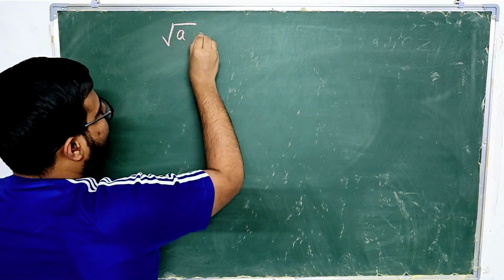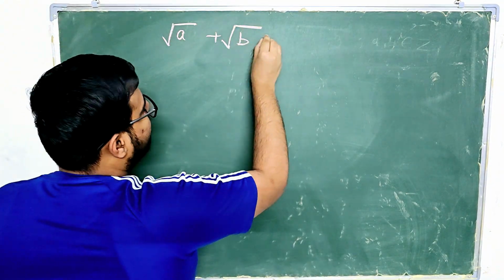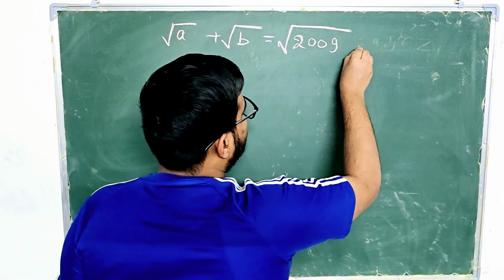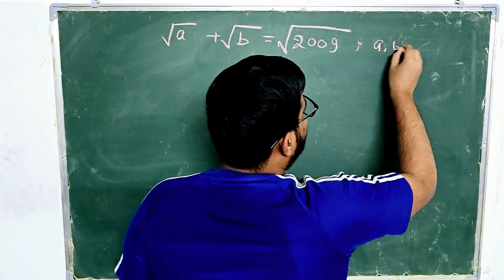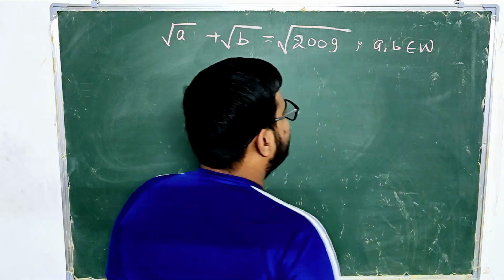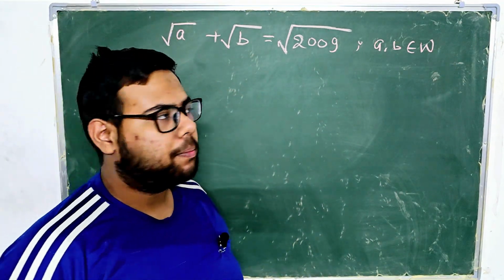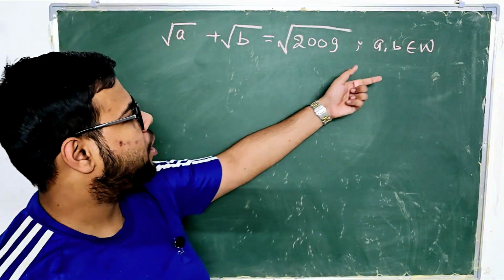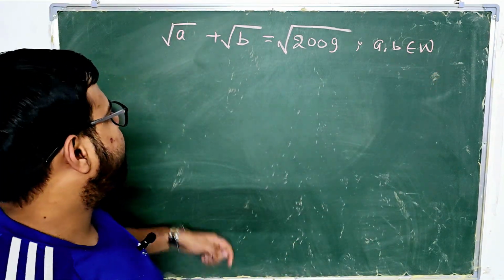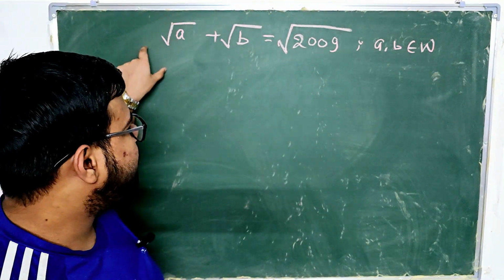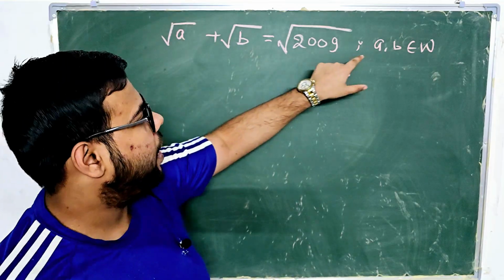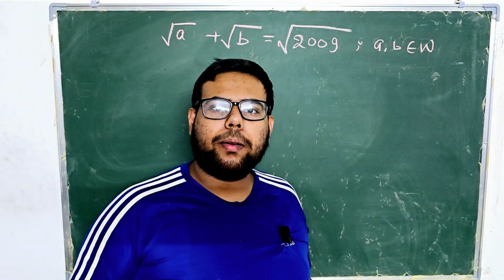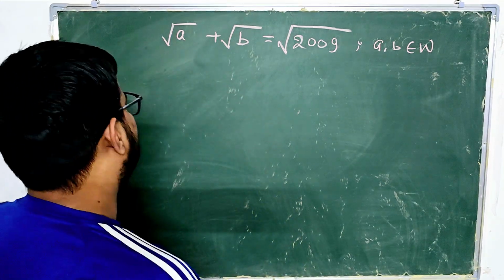Square root of a plus square root of b is equal to square root of 2009, where a and b belong to whole numbers, and we have to solve for a and b. So basically we are given two numbers a and b which belong to whole numbers, and we are given this equation. From this equation we have to deduce the value of a and b. So let's see how we can solve this. It is a very basic question from number theory, so let's see how we can evaluate it.